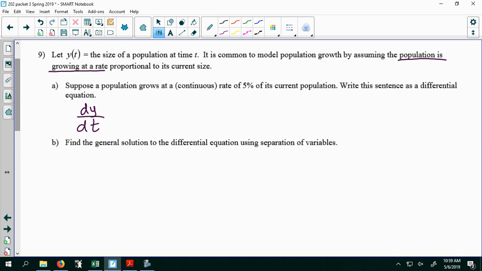And that is proportional to its current size. Do you guys remember what proportional means? It means a constant multiple of its current size, like k times y. K is some constant. In this case, the constant is 0.05 because it's growing at a rate of 5% of its current population. So its growth rate is 5% of its current population.